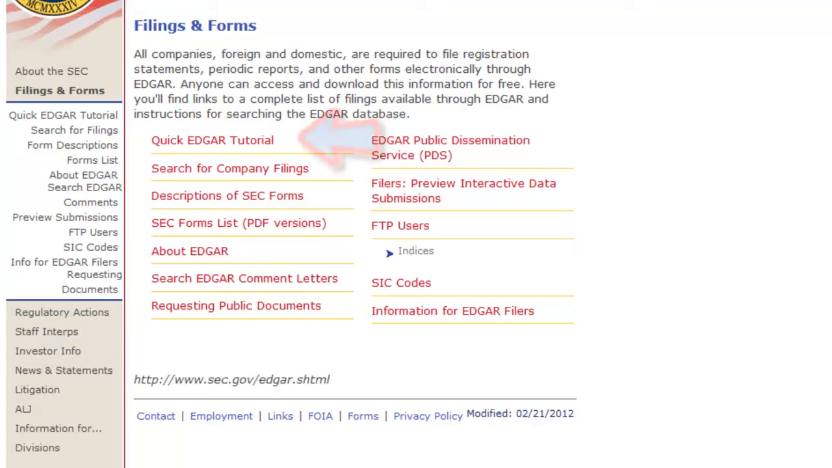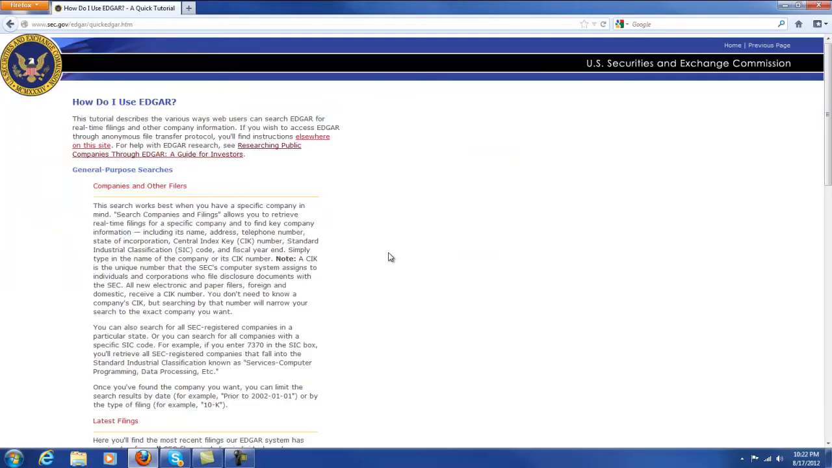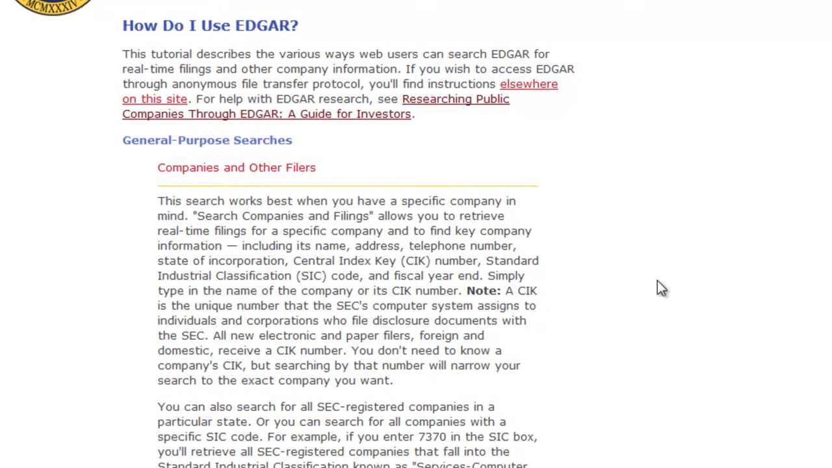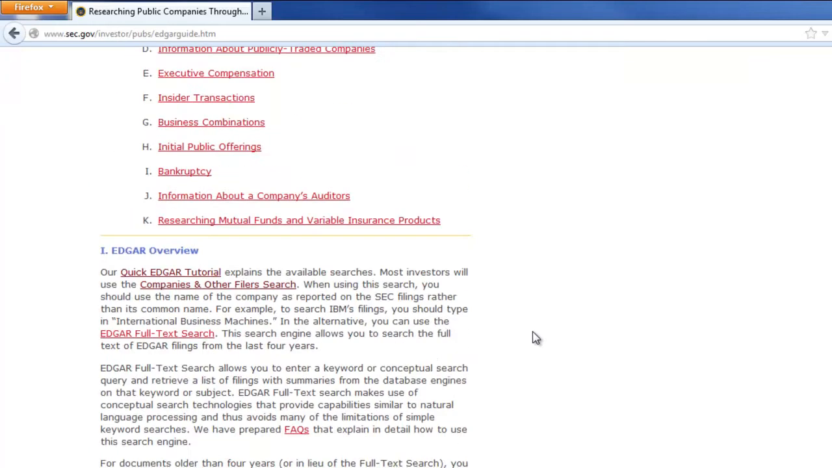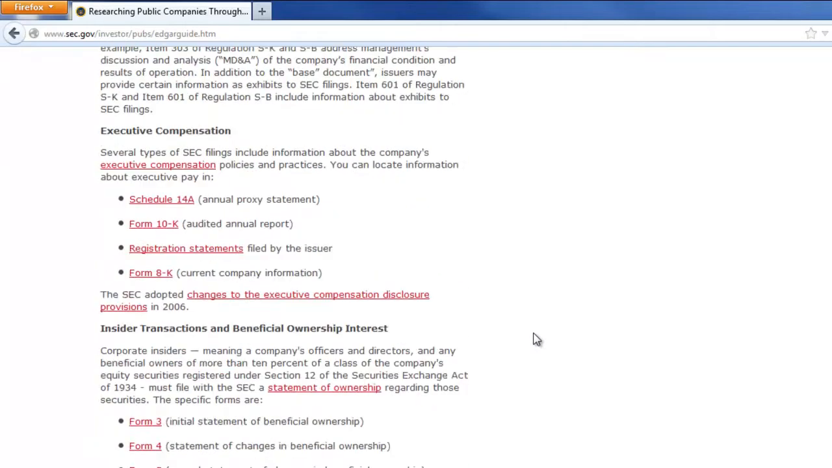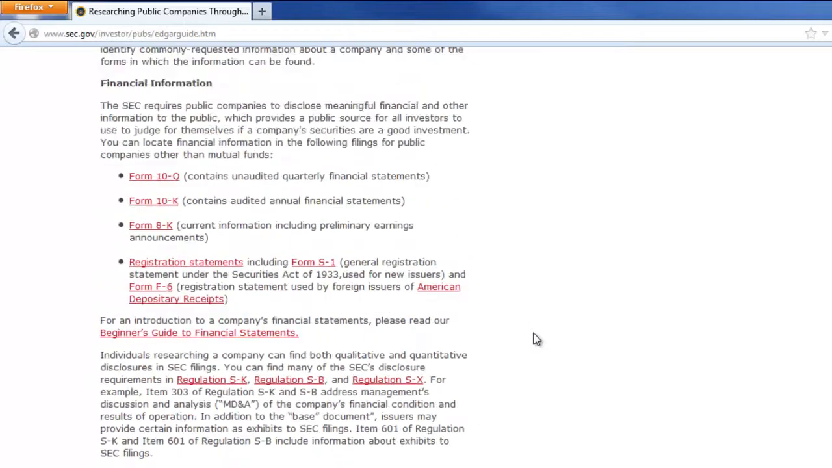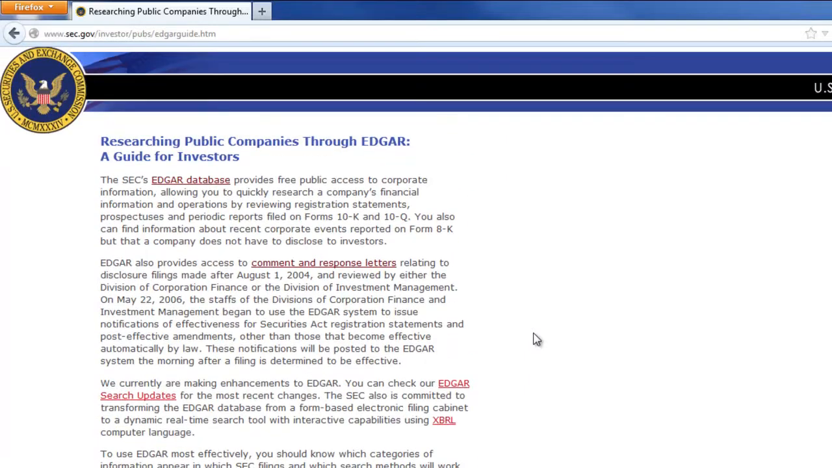By clicking on the first option, a quick Edgar tutorial, you will be taken to a page where you can learn how to use Edgar. Probably the best thing you can do is to read Researching Public Companies Through Edgar, a Guide for Investors. Let's go ahead and click on it. As you can see, it is a pretty long and comprehensive document that teaches you in detail how to use Edgar. A lot of the information in this document is very similar to what I'm covering in this video. So let's go back to the main page.